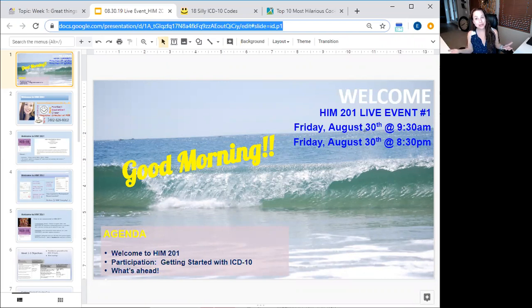So here we are in week one, and this is where we start with our live events. We are going to have two of these this term. Within the next 10 weeks, we will have two live events. We have an AM and a PM option for live event number one and an AM and PM option for event number two. Event number one is happening today, August 30th, and we'll be doing event number two in October. So let's get started with where we are going today.